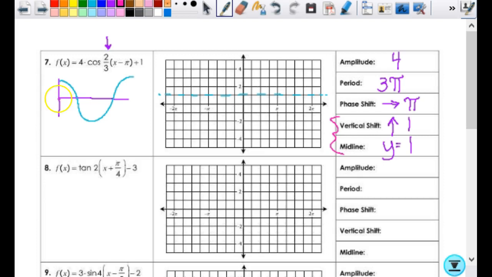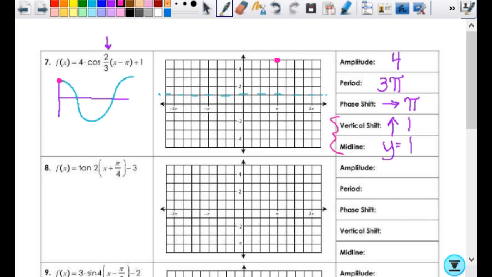So for cosine, your parent function starts here at 0, 1. Well, here is 0, 0. It's 1 because the amplitude's 1 in the parent function, but the amplitude's 4 here. So from my new x-axis, I go up 1, 2, 3, 4. Oh, wait, but I don't make a point there yet, sorry. So I've taken care of the vertical shift. My amplitude is 4. I have a phase shift to the right pi. So I have to go to the right pi, and I make my point.